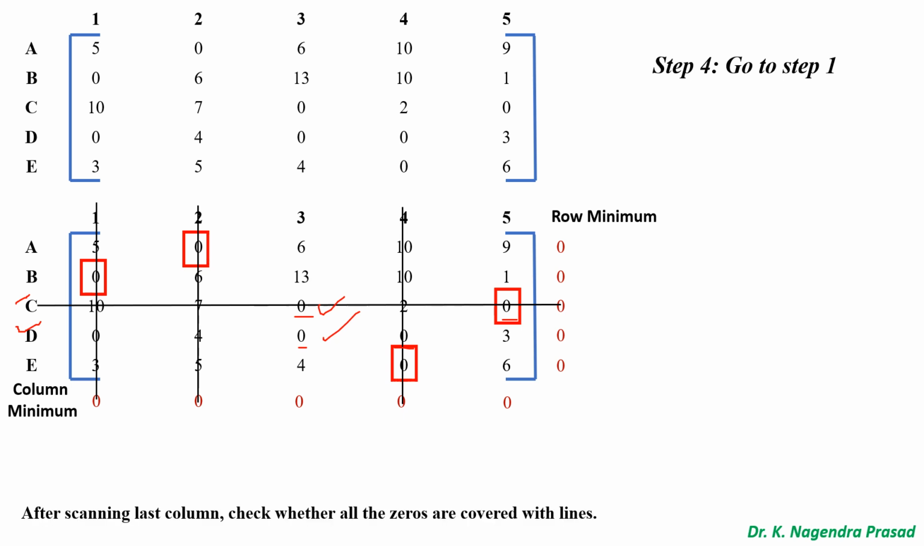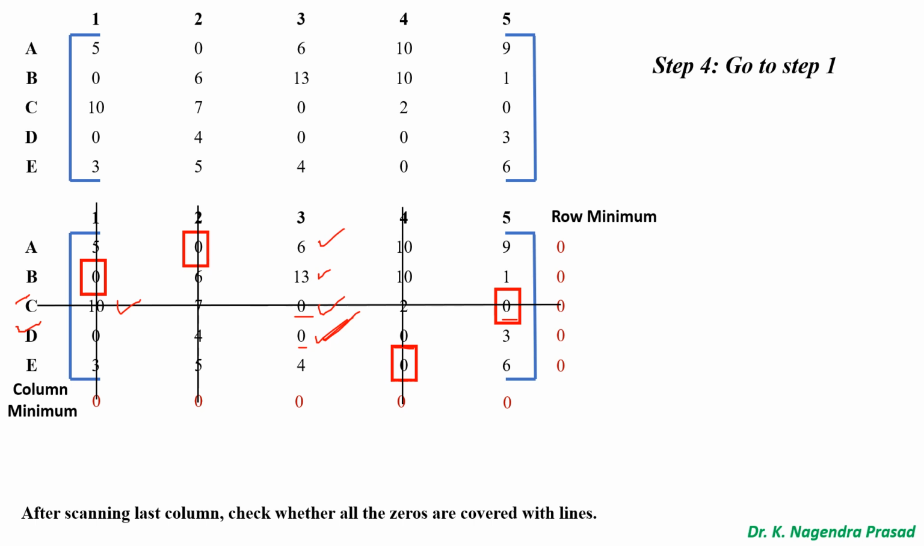After the scanning of the last column, check whether all the zeros are covered with the lines. Here 1 zero is not covered with the lines. Then once again we have to go for the row scanning and the column scanning. So first I go for the row scanning. In the first row there are no zeros. Similarly in the second row also there are no zeros. The third row is already removed.